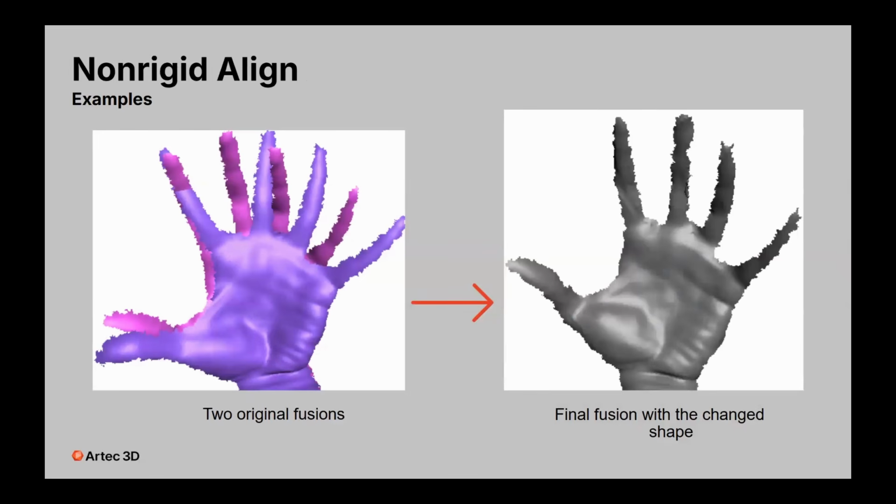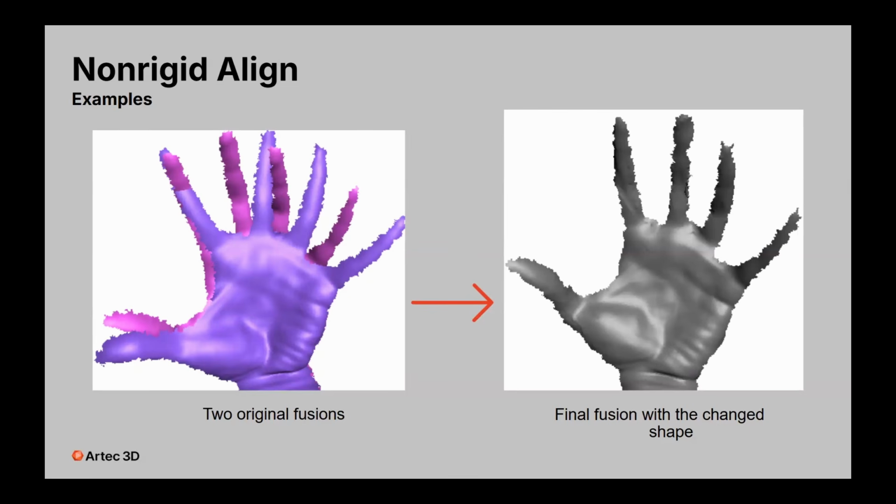So now let's talk about the next alignment method, which is called the non-rigid align. Let me tell you how it works first. It works on fusions. As you could see on the slide right here, we have those two fusions of a hand, and its shape has changed throughout the scanning, and of course we cannot fuse it into a single model. So that is why we have two different fusions right here.